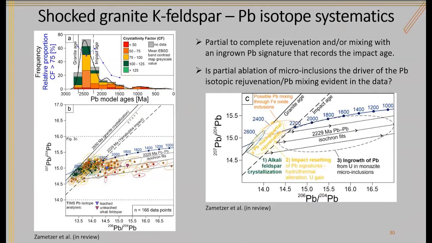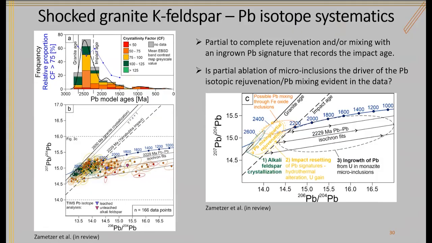This is a diagrammatic interpretation of what is going on here. So we have data points that plot close to the crystallization paleogeochron. That's the more pristine lead isotopic signal. We have the data points that plot between the two paleogeochrons. That is some sort of resetting, mixing, rejuvenation signal. And we have this tail of ingrowth that probably reflects ingrowth that happened at the time of the impact.